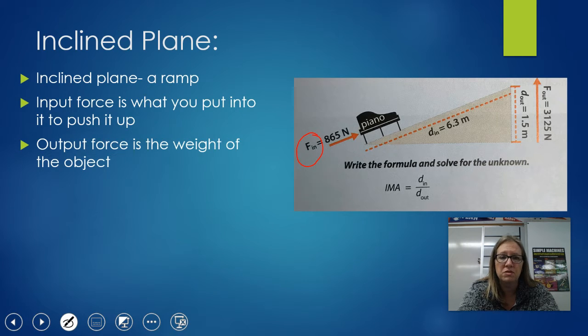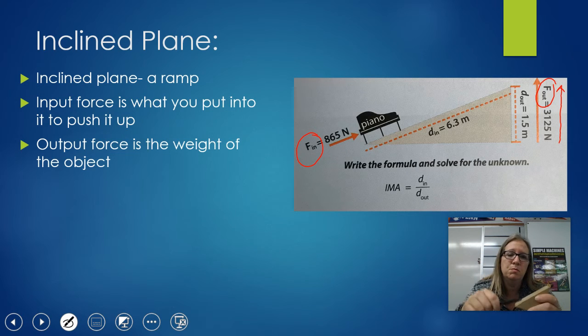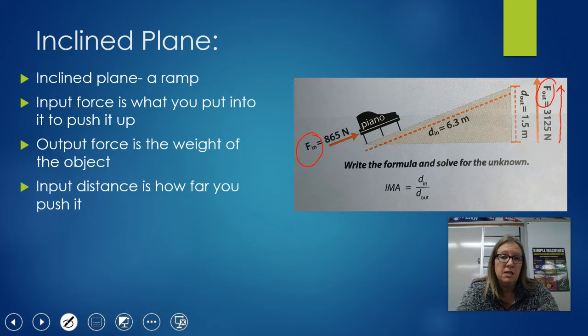The output force is the weight of the object itself, okay? So here's the output force. If I were to pick that piano straight up, it would have a weight, or force, of 3,125 newtons, okay? So you can already see the reduction in the weight by just pushing it up a ramp, okay? The input distance is how far you have to push it. So it's the length of the ramp, okay?